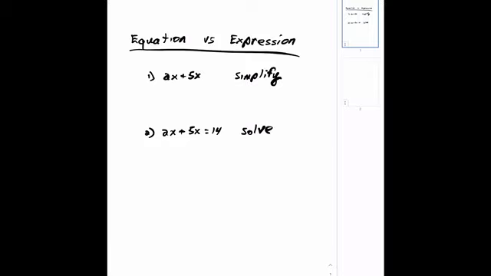Basically, because the second statement is a type of equation that the first one is not. The second statement, 2x plus 5x equals 14, is an equation. The first one, 2x plus 5x, is an expression. Or to put it more simply, it's a non-equation. It's not an equation.